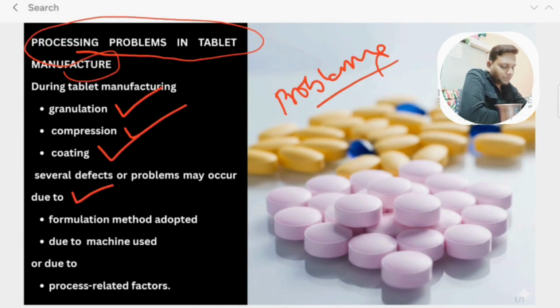These problems may be due to the method which is adopted for the formulation of tablet, or maybe the machine which is used in the formulation of tablet, or there may be process related factors.